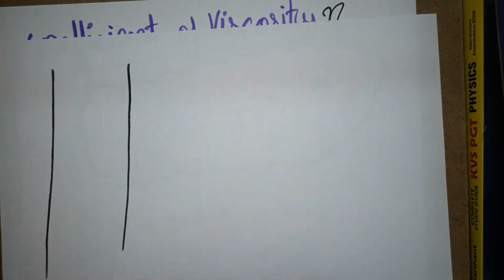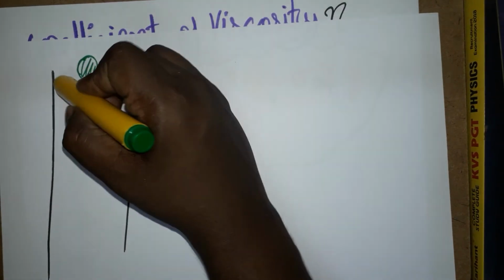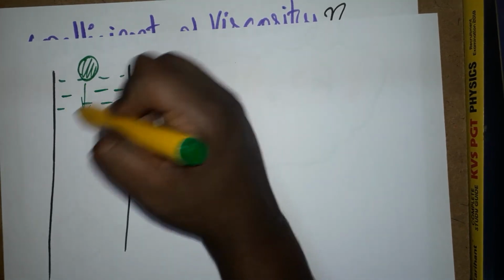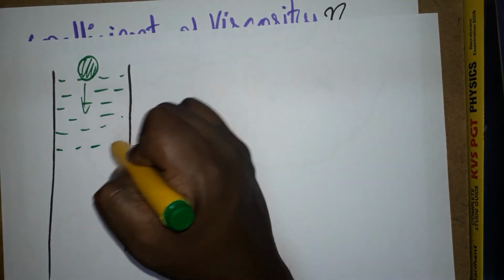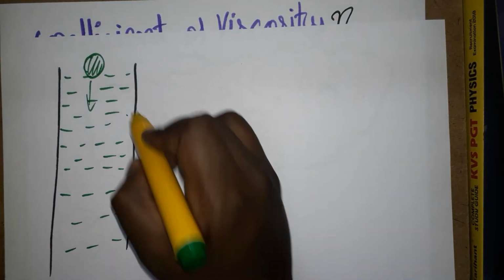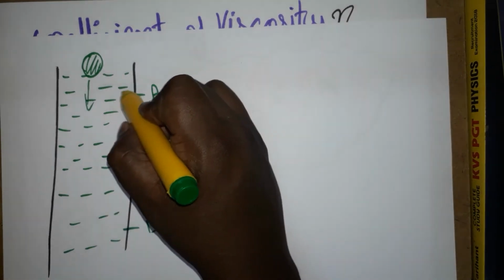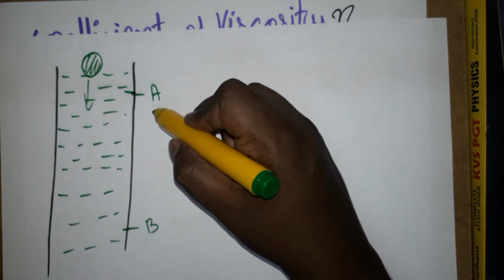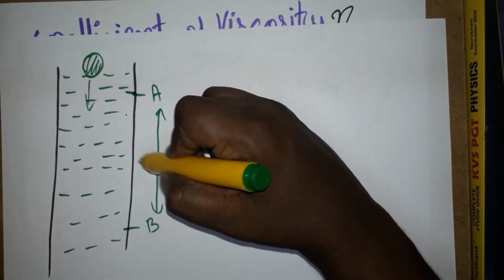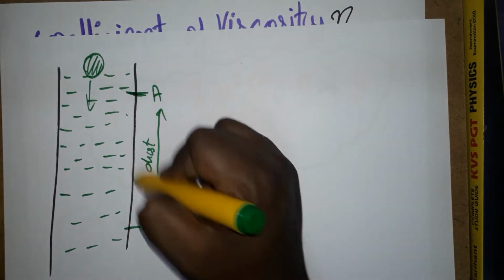See, I have an infinitely long parallel tube. I dropped one sphere ball inside. It is full of some liquid, the liquid whose coefficient of viscosity we want to find. I mark two points: this is point A and this is point B. When the ball moves from A to B, I know the distance, which we can easily measure, and we can also easily calculate the time taken.